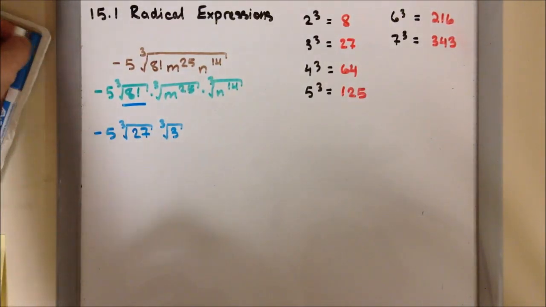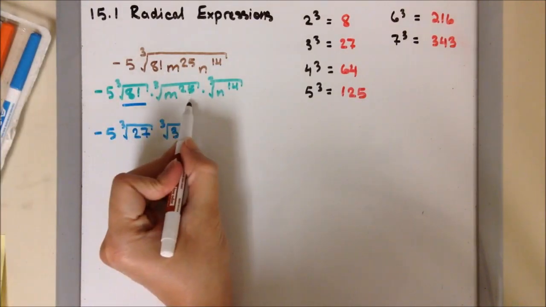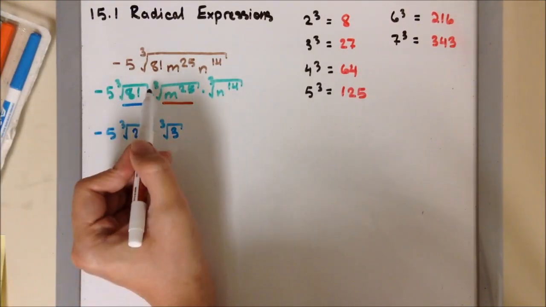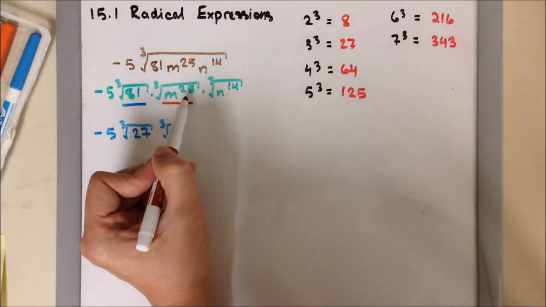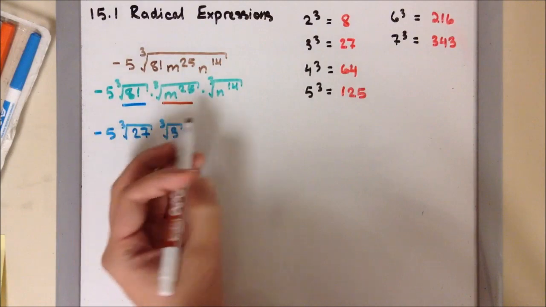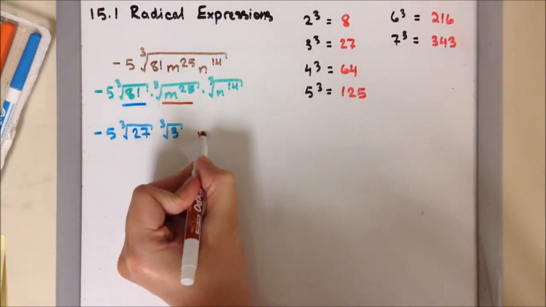Alright, next is the m to the 25th power. The first question is, can 3, my index, go into 25 as a whole number? In this case, it cannot. So you're going to break it down into 2 m's.